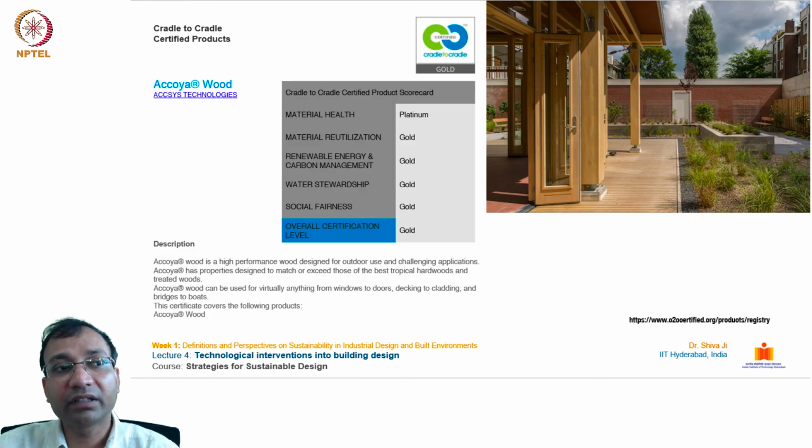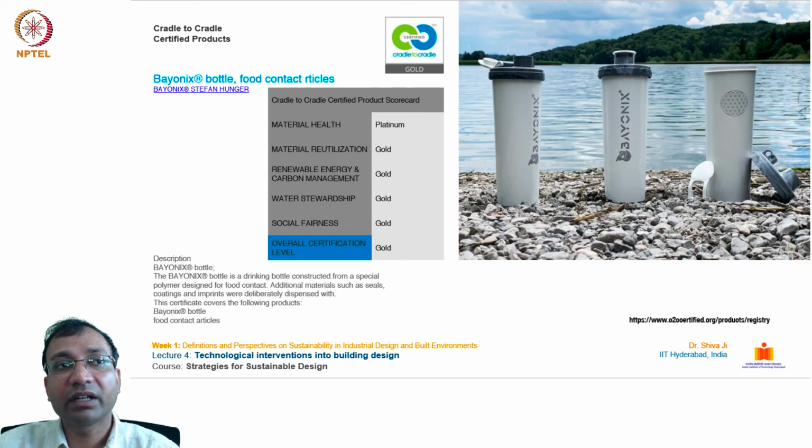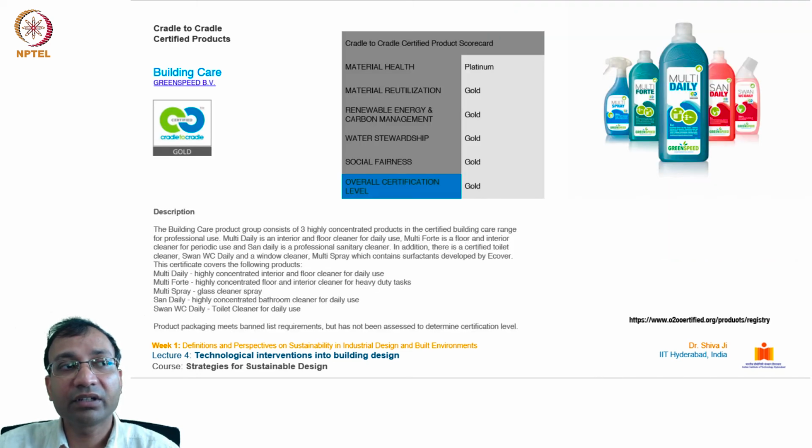Further, we have another example of this wood. You see over here the picture. This has again received a Gold certification. We have another example over here, food grade bottles. This has also received the Gold certification. Then we have other liquid containers, for cleaning agents or other types of detergents. This also has received the Gold certification.